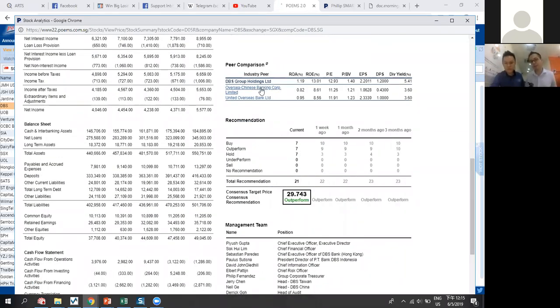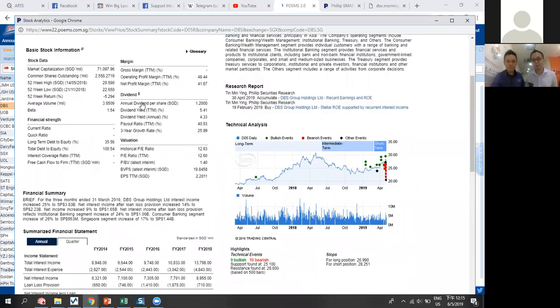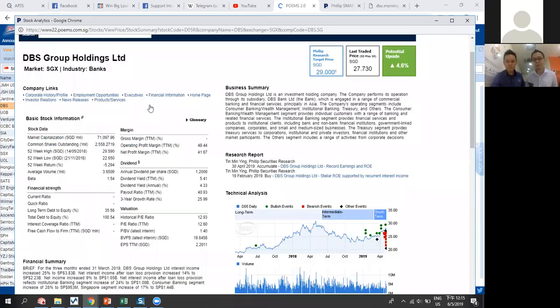We know that in Singapore we have three local banks: DBS, OCBC, and UOB. Looking at the figures, you can see which one has the strongest yield, which one has the best earnings per share, and so on. This can help you decide if you think this company is good, or if you want to look at a competitor as an alternative to invest in instead. So there is a wealth of information available here, and it helps you make better decisions.